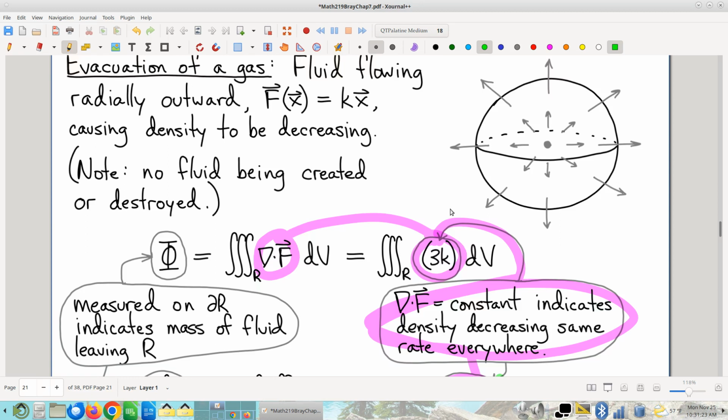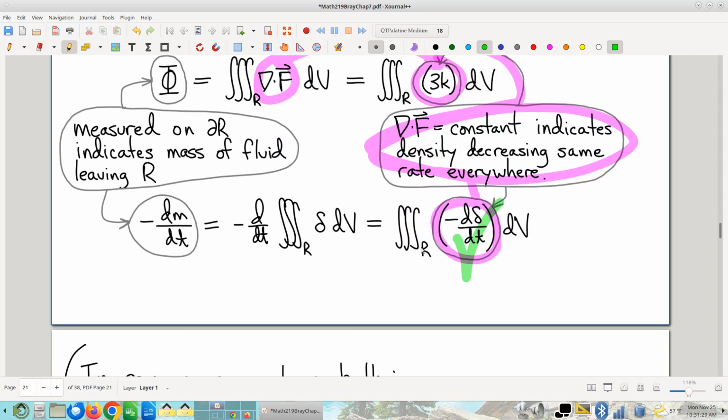Yes? So is the reason why you can put the derivative inside the integrand, that's because the volume is constant? Because of what now? Because the volume is constant? Yeah. That's right. Yeah, absolutely. Yep. Totally. Yeah.